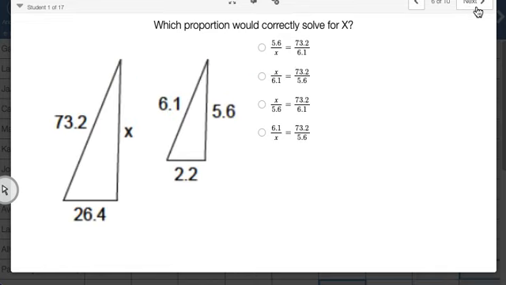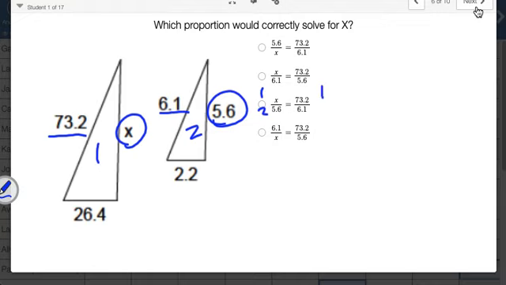All right, last one here for this type. X and 5.6 are in corresponding positions, and the 73.2 and the 6.1 are in corresponding positions. Which one is correct? 1, 2, 3, or 4? A lot of people are showing me 3 here. Let's check it out. So X over 5.6, again, call that shape 1 and shape 2. X is 1, 5.6 is shape 2. Then we're going back to 73.2 is on shape 1, 6.1 is on shape 2. Okay? All right, good job.